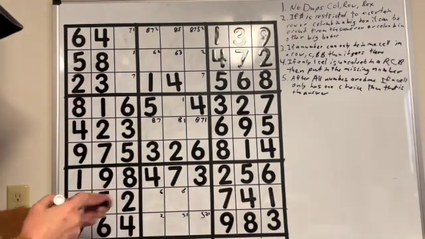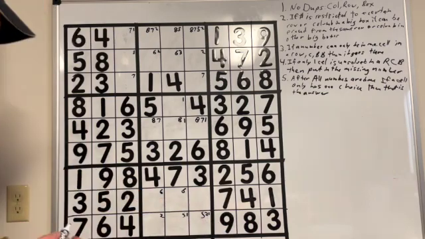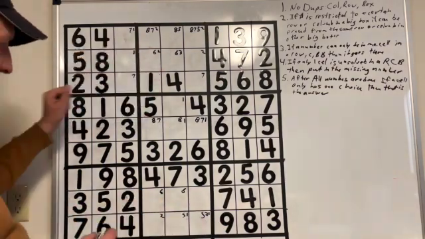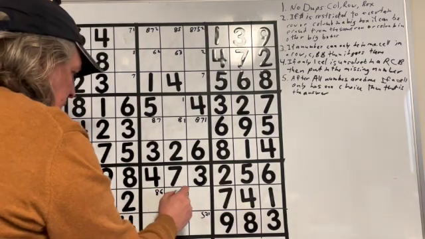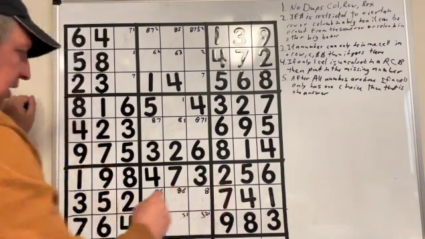Good. How about this bottom one? 8s cannot be across the top. They cannot be across the bottom. Therefore, they have to be in the middle. I don't have any help from these top two. So 8s have to be across the middle. Somewhere in that middle is an 8.